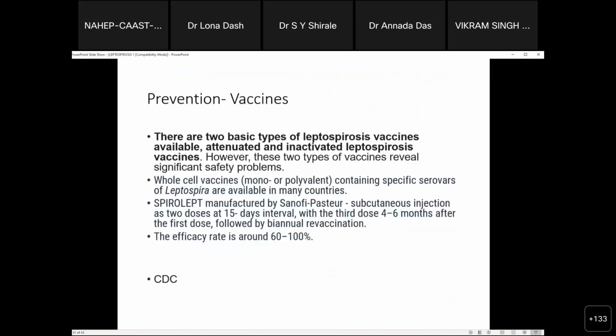Coming to vaccines, there are two basic types available, the attenuated and the inactivated leptospirosis vaccines. However, there are several problems regarding safety issues. Therefore, it has to be taken with caution and only among those who require it due to professional exposure, occupational hazard, etc. Efficacy rate is known to be somewhere between 60 to 100%.